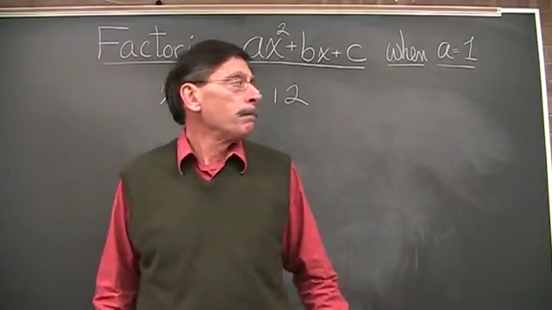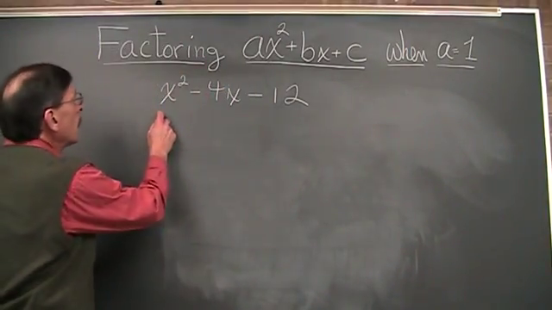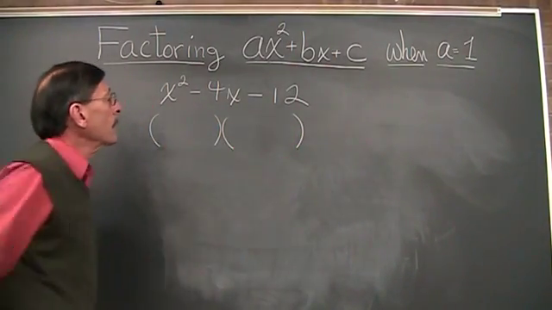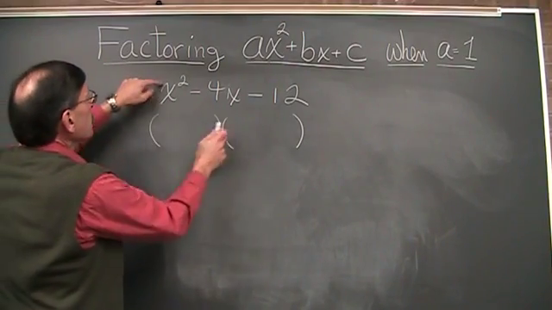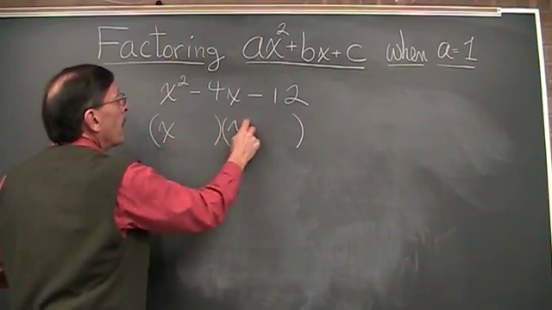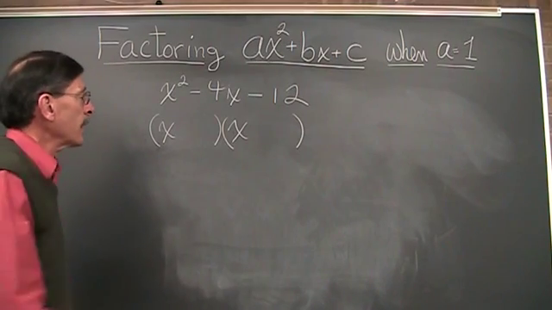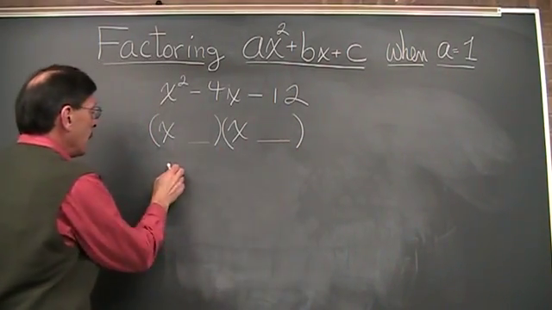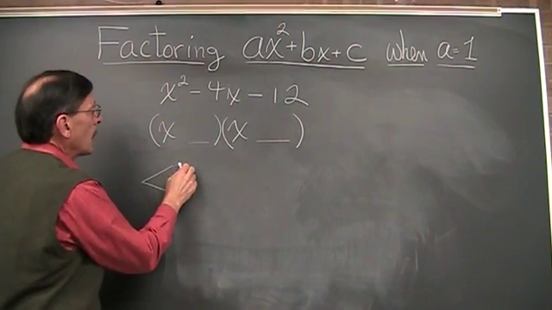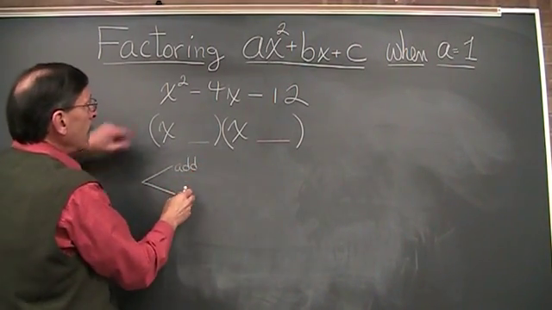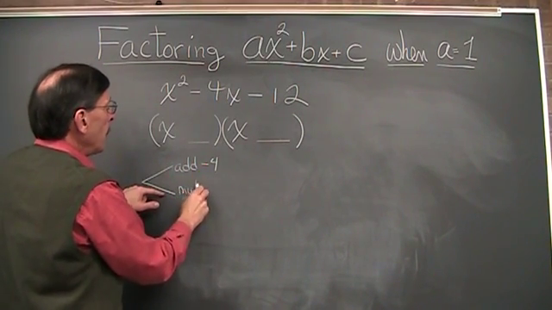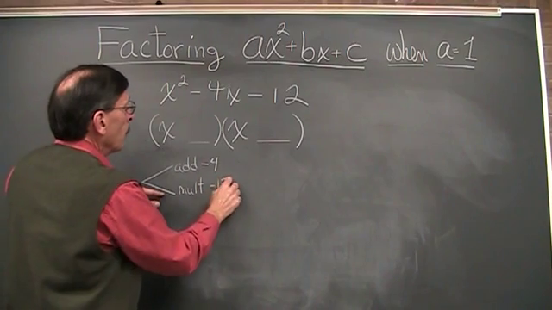Let's see how you did. We begin by drawing our double set of parentheses. I know that first times first is going to give me x squared, so I put an x in each of the first positions. And I'm looking for two numbers. For these two numbers, I want them to add to -4, and I want them to multiply to -12.